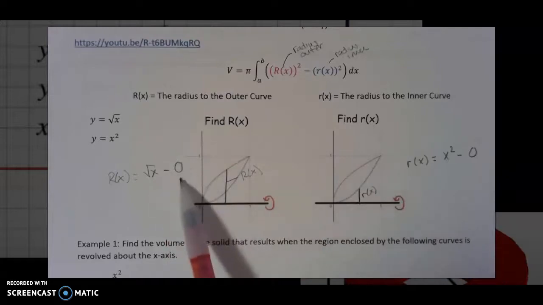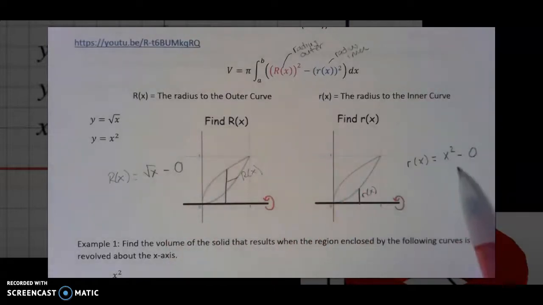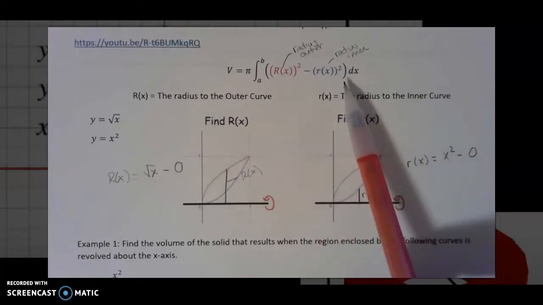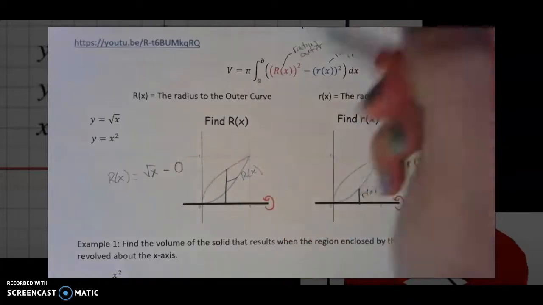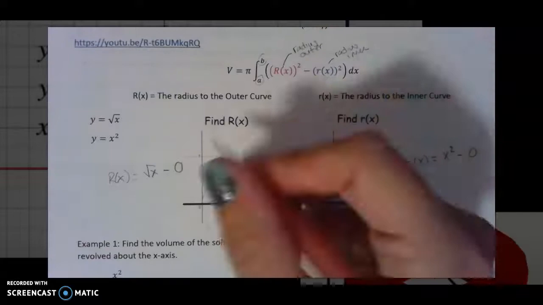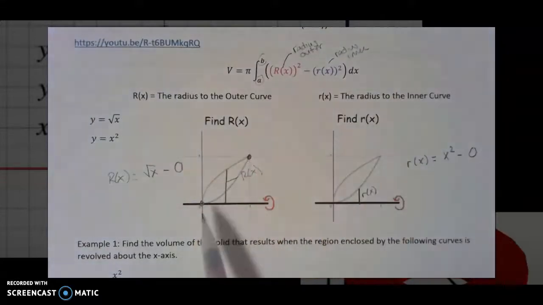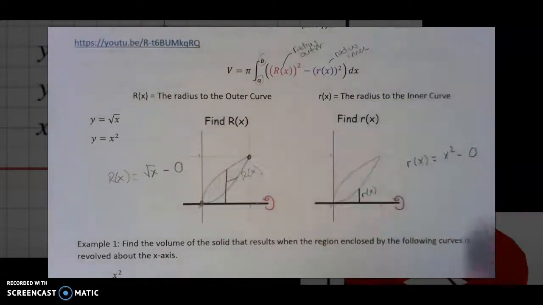Once we get what this value is, we would plug it in here and square it. We'll get what this value is, we plug it in here and square it, and that's what we're taking the integral of. And please don't forget your pi. Again, this a and b needs to be the lower and the upper limit of the shaded area, the area in which you're finding this.